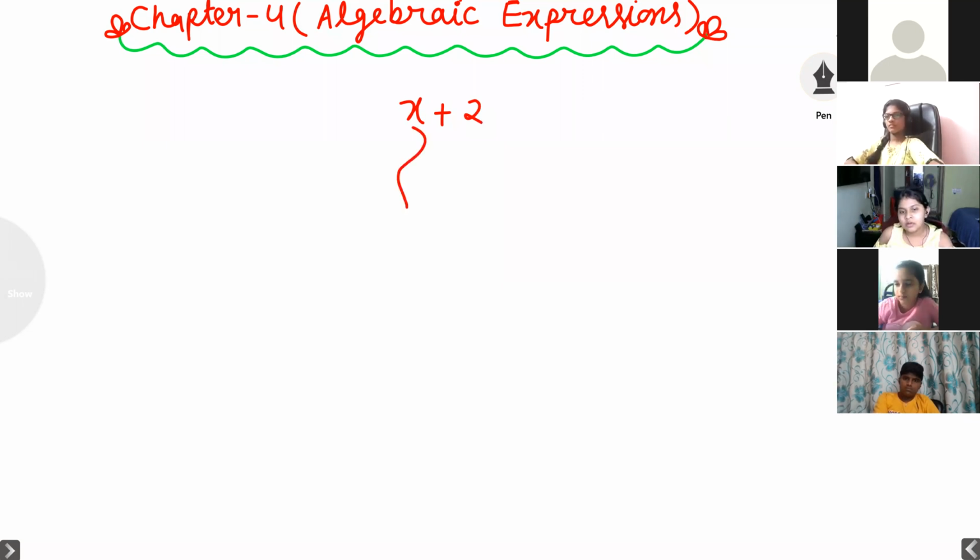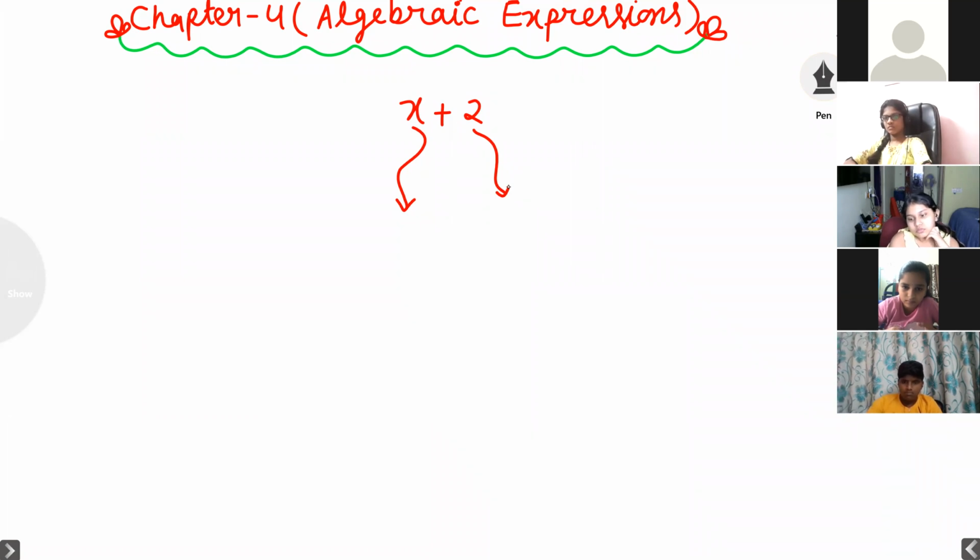What is x? X is the variable and 2 is the constant. Understood? What is the meaning of algebra? The branch of mathematics dealing with symbols and rules for manipulating these symbols. Algebra completed.